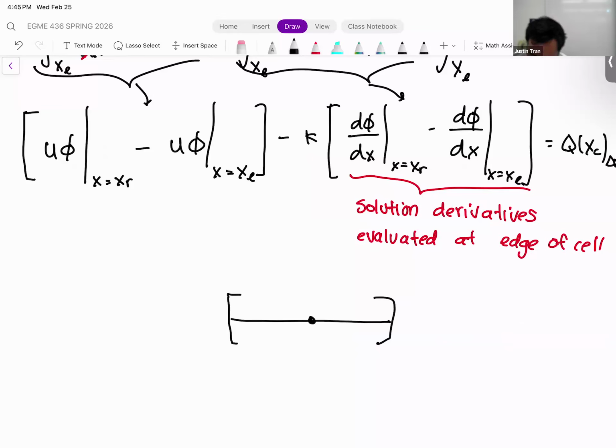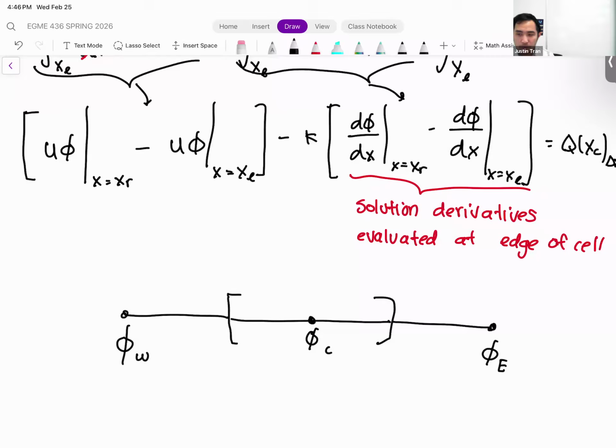All right, so this is our cell. Let's say that our central value here is phi sub c. But we also have a neighbor to the right, and that is phi sub E, and our neighbor to the left is on the west side, so I say phi sub W. Where this bracket here, remember, is x sub L, and this bracket here is x sub R.